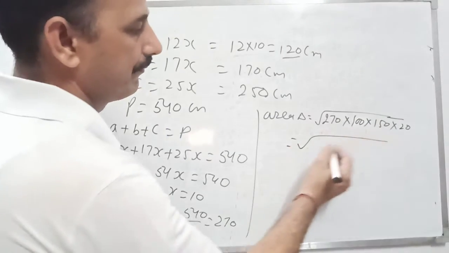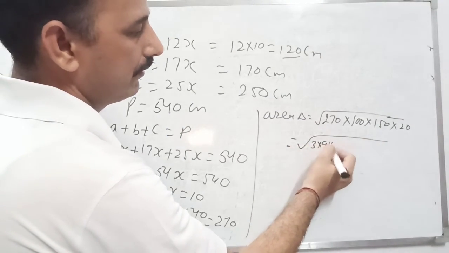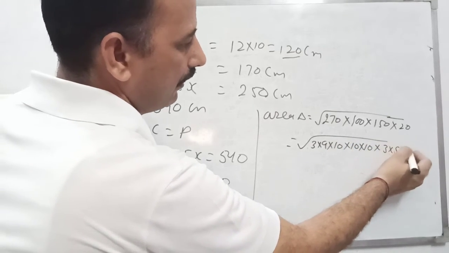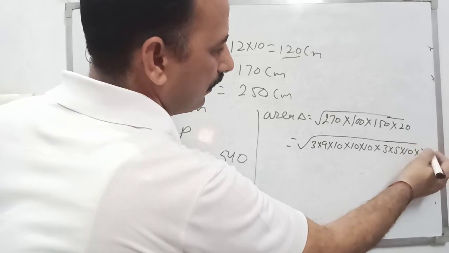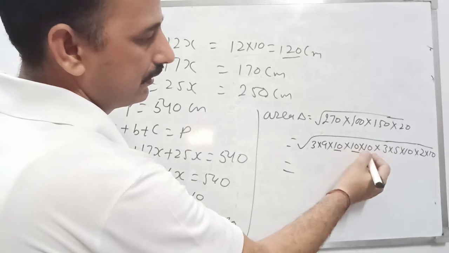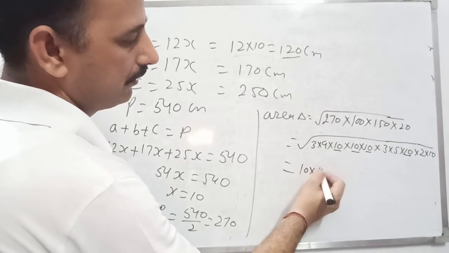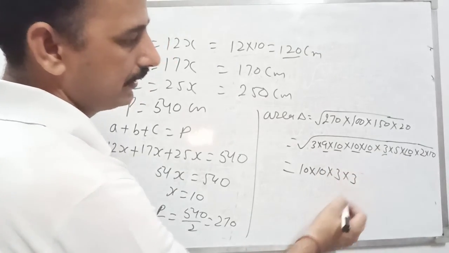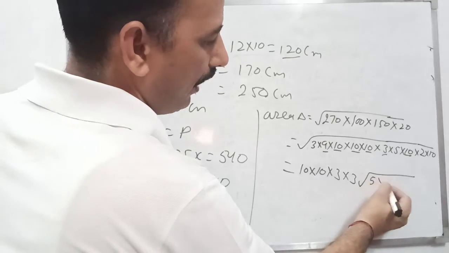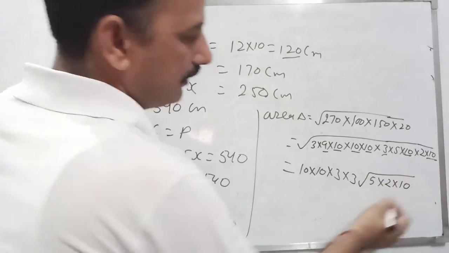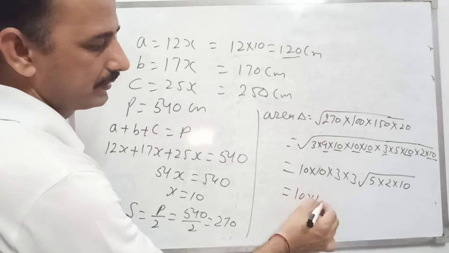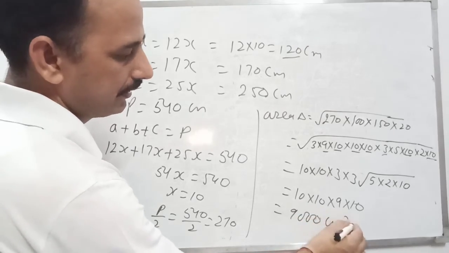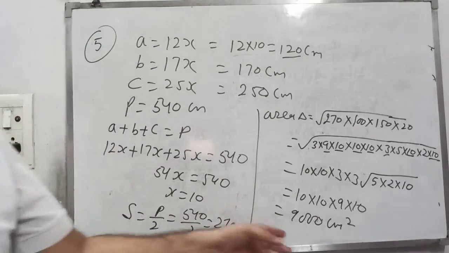So it becomes 3 into 9 into 10, that is 10 into 10. It is 3 into 5 into 10, then 2 into 10. So there is a common 10, 2 tens are common. From the 9 there is 3 common, and from these 3 there is 3 common. Then the rest is 5 into 2 into 10. So that also becomes 10. So 10, 9 into 10. So you get 9,000 centimeter square. So the area becomes 9,000 centimeter square.